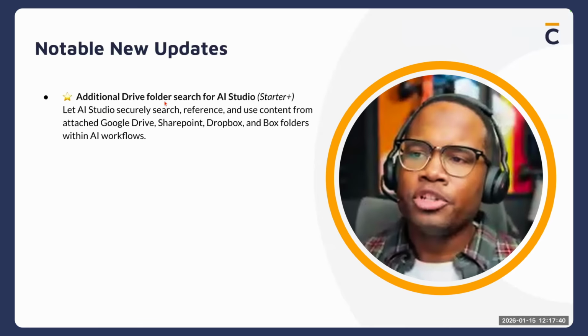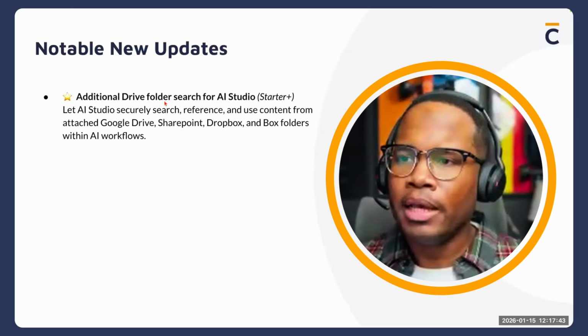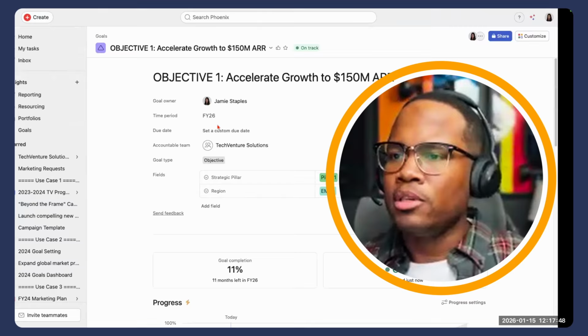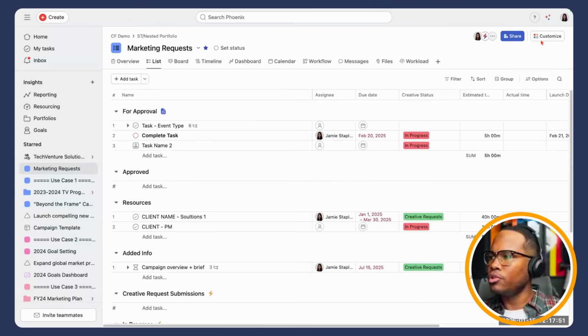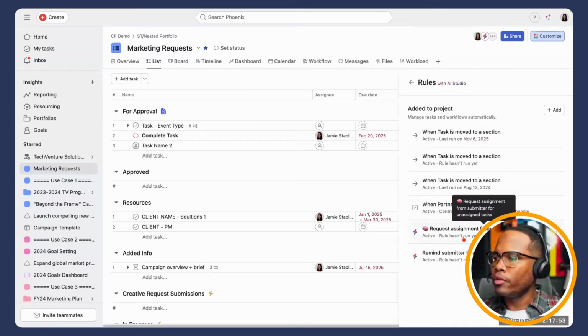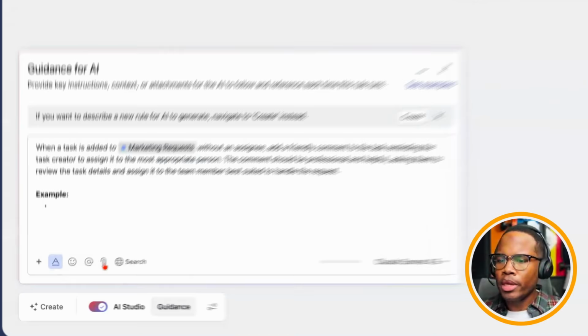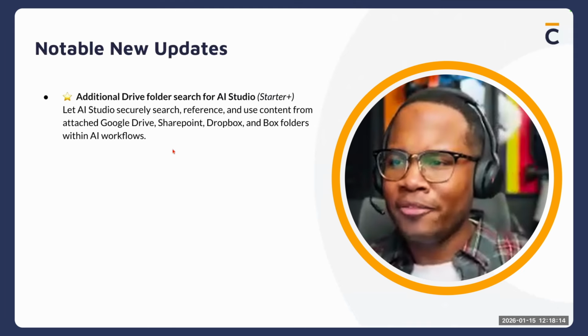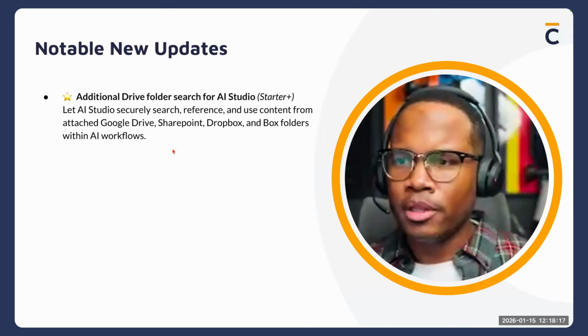So now you can add additional drive folders for your AI Studio to search. Up until now, when we go into our AI Studio rules, I'll just go back over to one of the rules we created. When we go to the search here or the file option, we've only had access to the upload and the Google Drive option, but now you can have it search and access files in your Drive, your OneDrive, SharePoint, Dropbox, or Box. So opening up to the other different storage platforms that we all know and love.